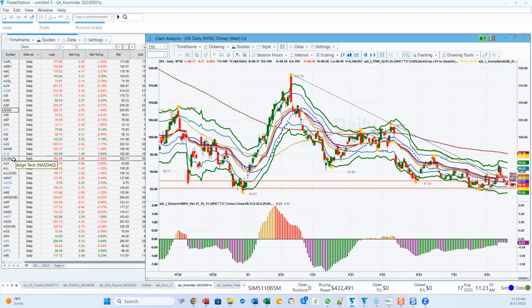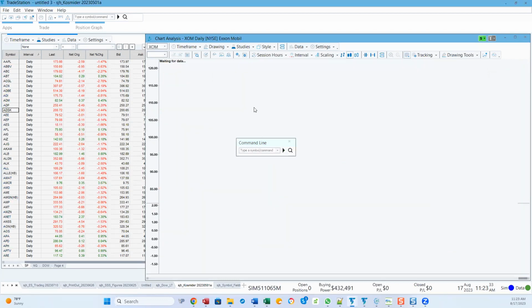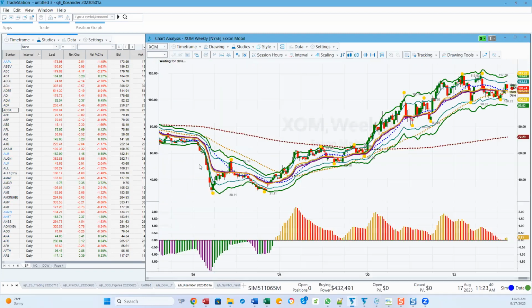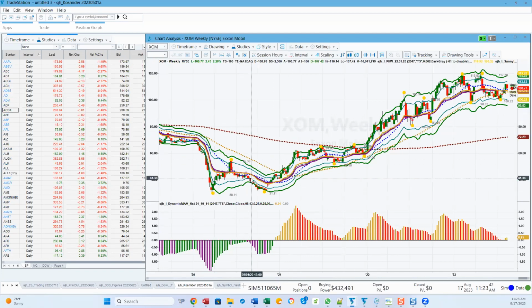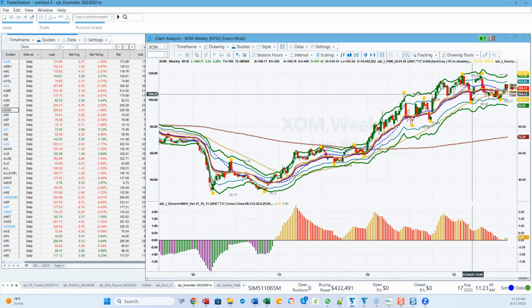Let's look at XOM. A lot of sideways action all along there. Let's look at the weekly just for a second. And that's been nicely up. And gasoline prices are going up a little bit.